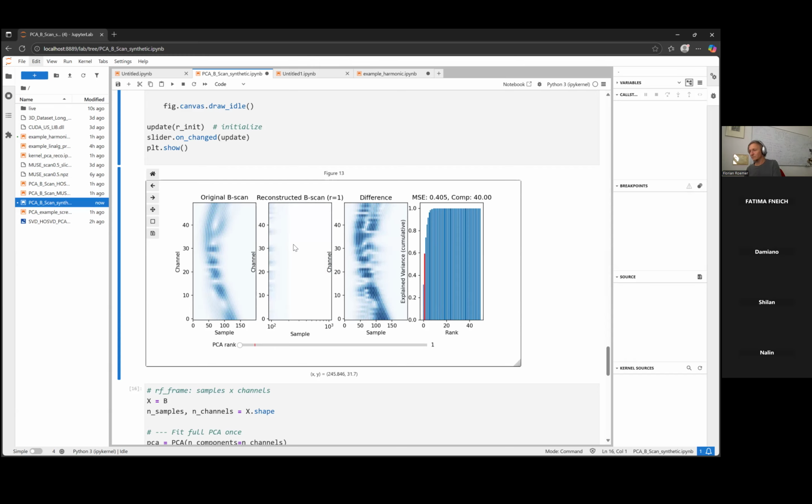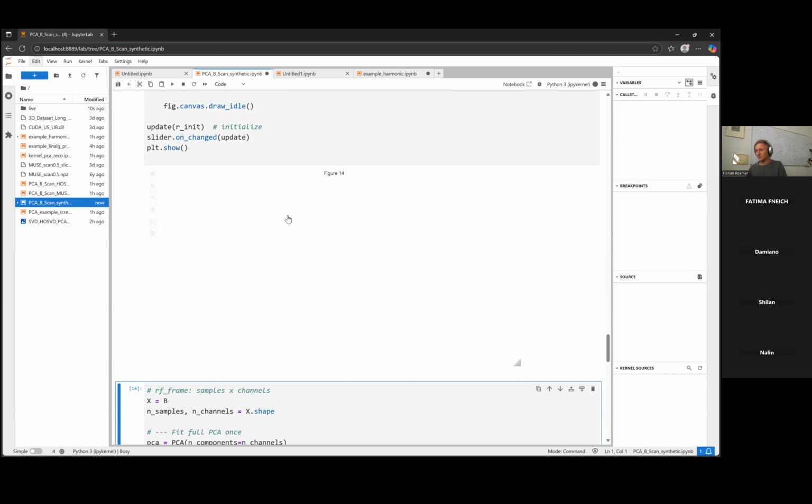Oop, now I did something I didn't want to do. How do I zoom out? Sorry, accidentally, I zoomed the plot. Let me just recreate it.